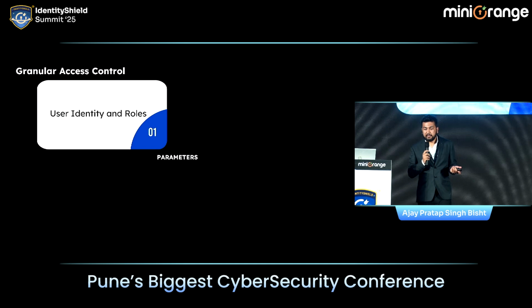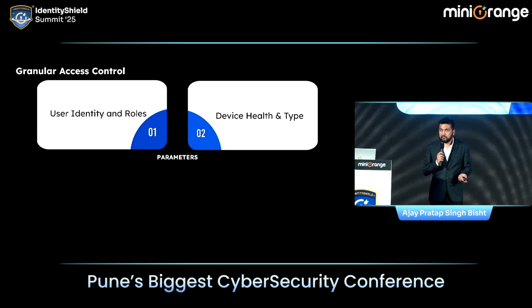First one, user identities and roles. In this, we identify the users, and based on those identities, we apply roles to those users. Next is device health and type. Device health and type is basically whether your device is validated, or we can say verified. Let's say you are using your office system or your personal device. Those are also considered parameters in granular access control. Let's say you are only allowed to use your office device. If you try to log in with some other device, let's assume your personal device, you will get unauthorized access and you will be blocked from logging in.